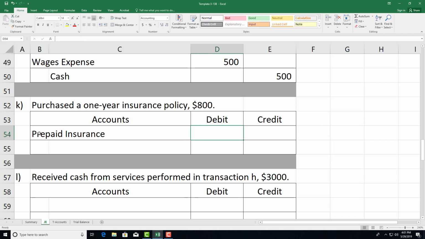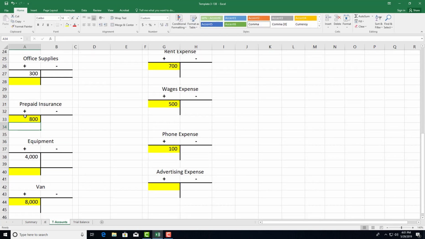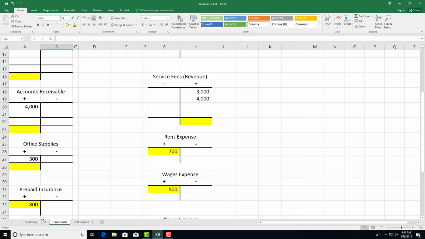So we are going to debit prepaid insurance, $800. We've paid it. Credit cash, $800. So debit prepaid insurance and credit cash. So one asset went up, another asset went down. It is perfectly okay to have a transaction that is only on one side of the equation, but everything stays in balance still. Debits still equal credits, and total assets did not change. We just had one asset that went down and another asset that went up.